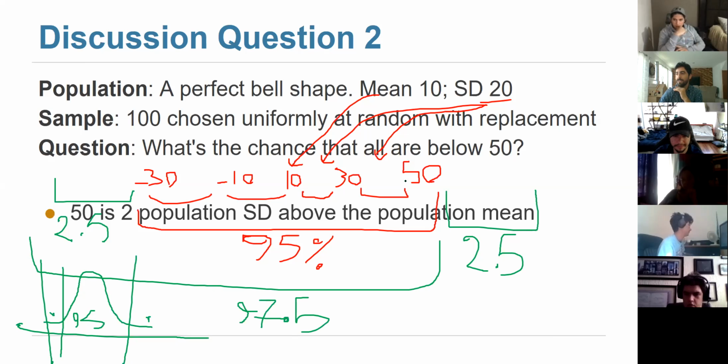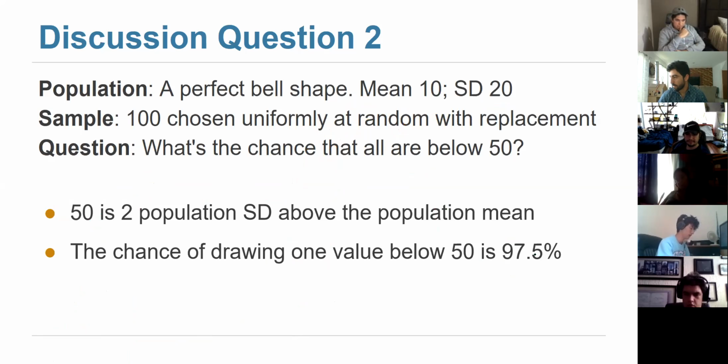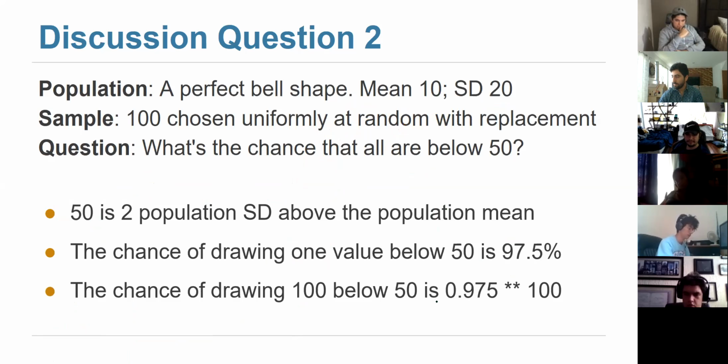So now you want to do that 100 times, right? You're taking 100 samples, so it would be this to the power of 100. Is it clearer now? Yes, thank you. So that's why we are talking here. This is 97.5. In order to do that 100 times, you have to do the power of 100. Any more questions about this?